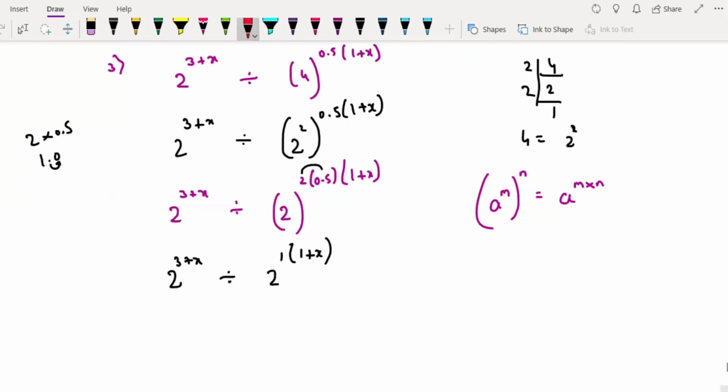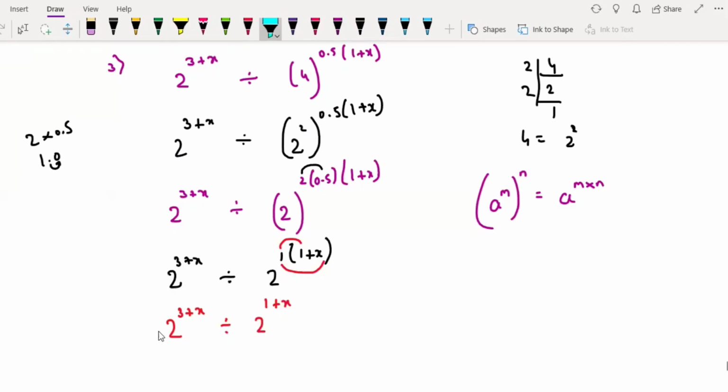The last step, 2 to the power of 3 plus x divided by 2 to the power of. Now just multiply the 1 outside the bracket with the terms inside the bracket. It is 1 plus x, because 1 into 1 is going to be 1, and 1 into x is also 1x. You can write it or just x. Both are one and the same.